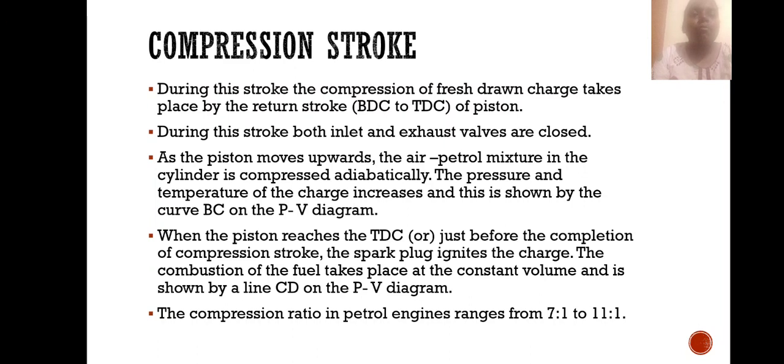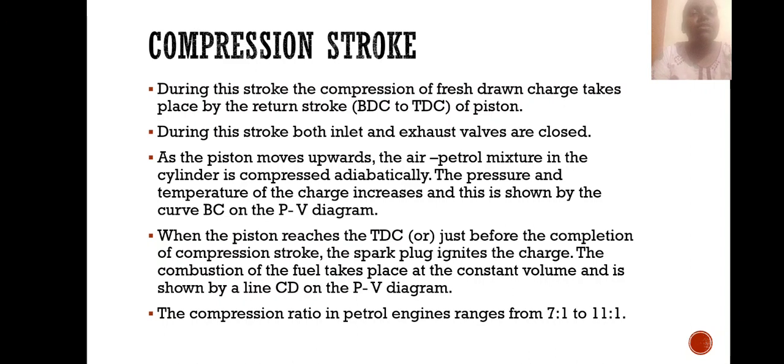The second one is the compression stroke. During this stroke, the compression of the fresh drawn charge takes place by the return stroke, that is BDC to TDC of the piston. During this stroke, both the inlet and the exhaust valves are closed. As the piston moves upward, the air-petrol mixture in the cylinder is compressed adiabatically. The pressure and the temperature of the charge increase, and this is shown by the curve BC on the PV diagram.